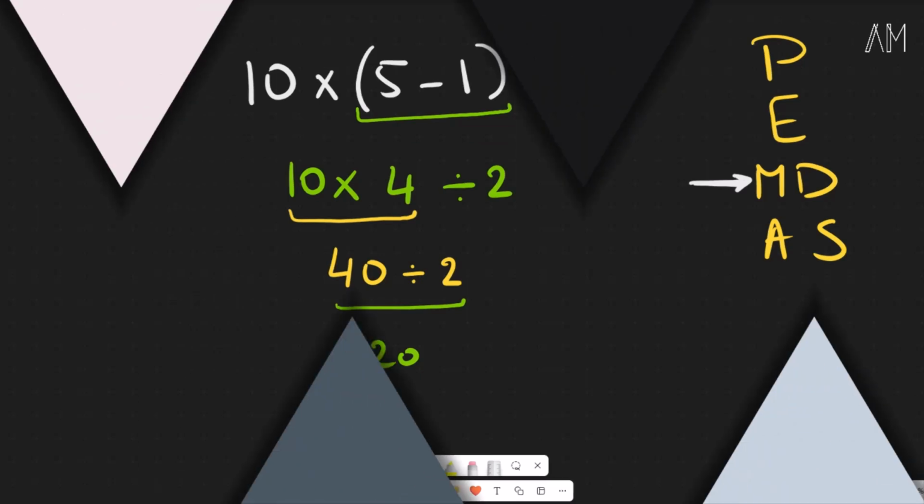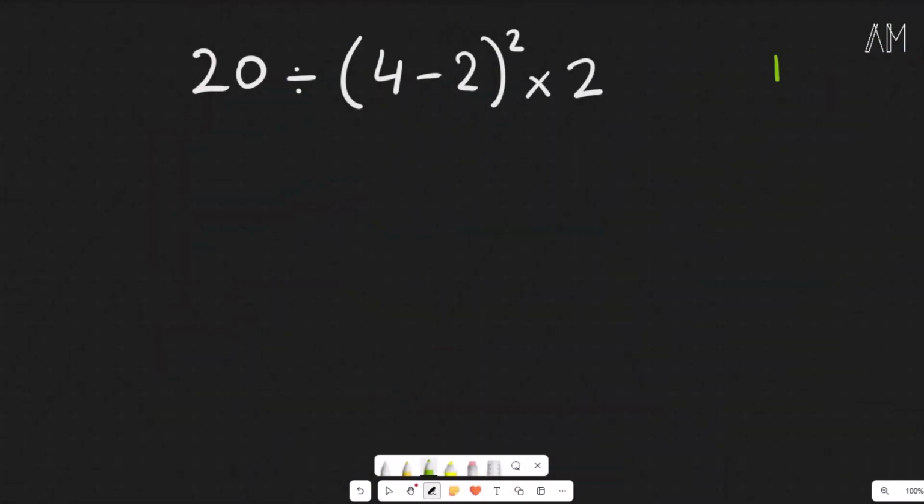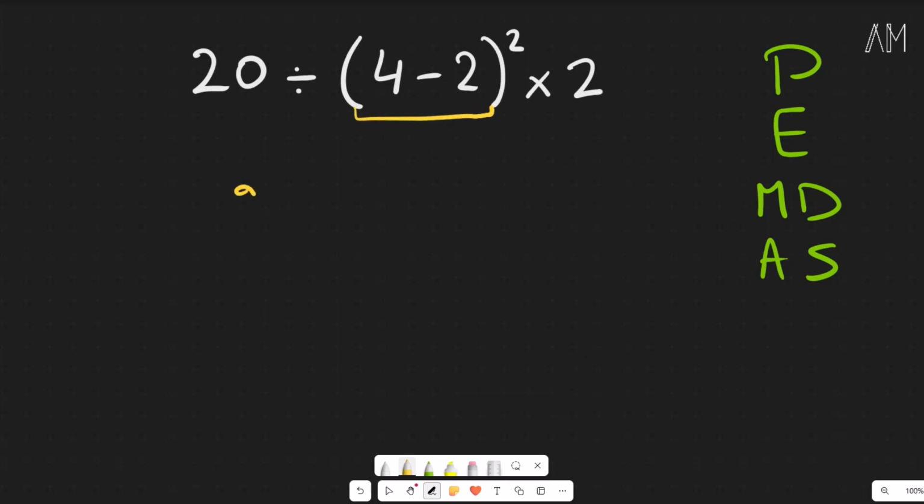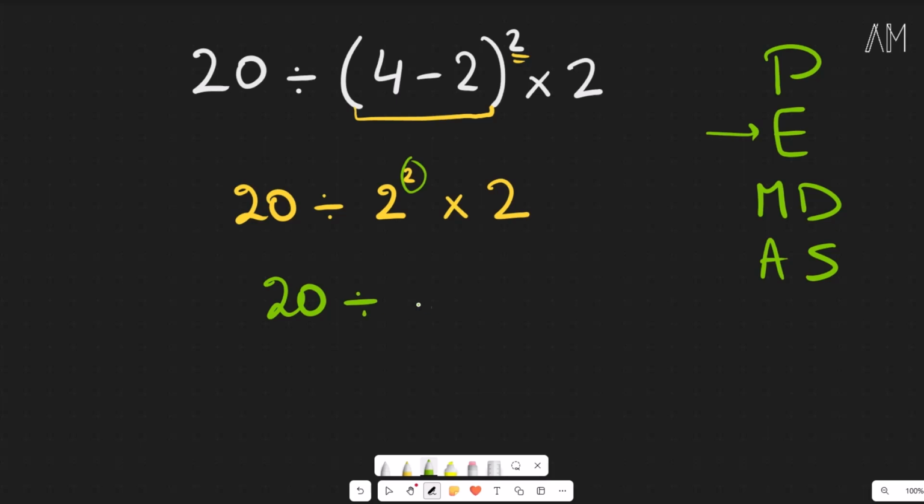Moving on to the next example. Again, as always, if we are still confused, always put the order of operations. Parentheses, exponents, multiplication and division, and then addition and subtraction. We will start with the parentheses. So what's inside the parentheses is 4 minus 2. Okay, so it's 20 divided by 2. And don't forget the exponent to the power of 2 multiplied by 2. I will continue by doing the exponent now because it is higher than the multiplication and division. So 2 squared, that gives me 4. So 20 divided by 4 times 2.